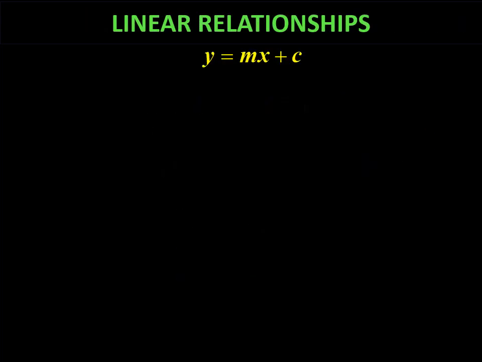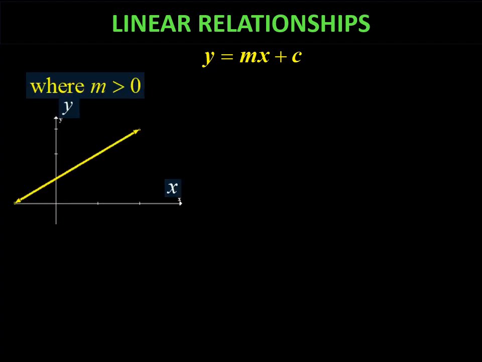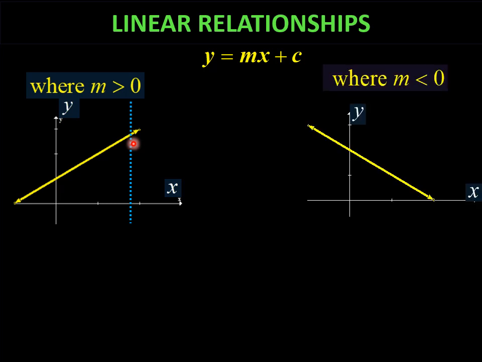Let's see now. Let's look at the linear relationship. So we take y greater than 0, that's a positive line. And we use the vertical line. You can see the vertical line only cuts it once. Let's take the vertical line but a negative gradient.